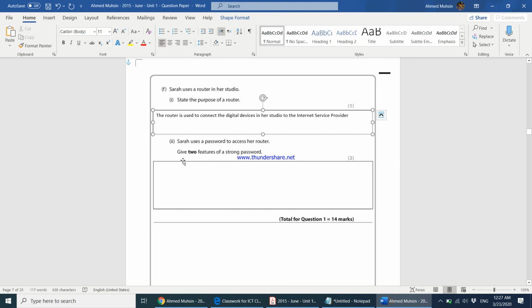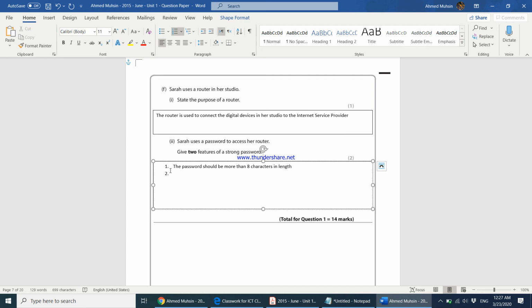Moving on, it says Sarah uses a password to access her router. Give two features of a strong password. When we speak of a strong password, we need to say the password should be more than 8 characters in length. That is for sure.